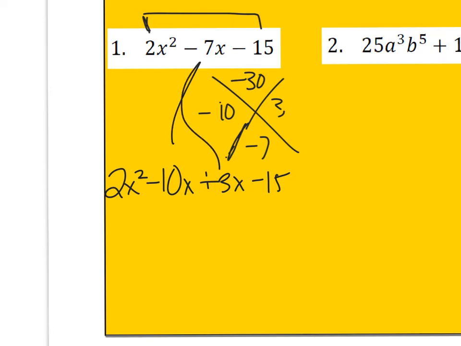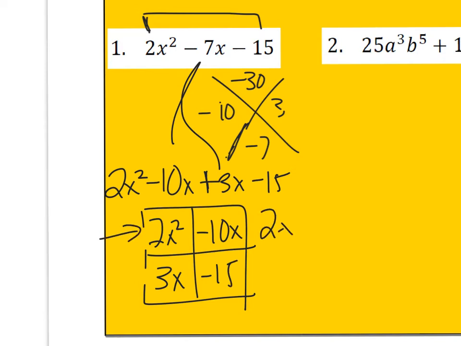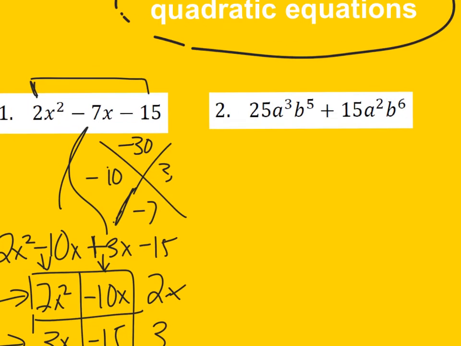Then, depending on what your priority is, I like to draw a box. Some people like to just put parentheses around. I draw a box and then I go across. What's in common? Well, 2x. What's in common here? 3. Go down, what's in common? X. Go down, what's in common? Negative 5. So my factored answer is going to be 2x plus 3, x minus 5. So all I did was put every term in a box, go across, across, down, down, and pull out the greatest common factor, and that gives me my answer.